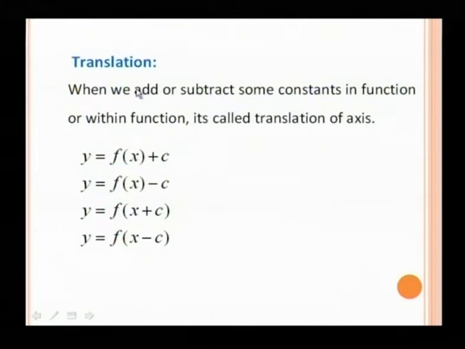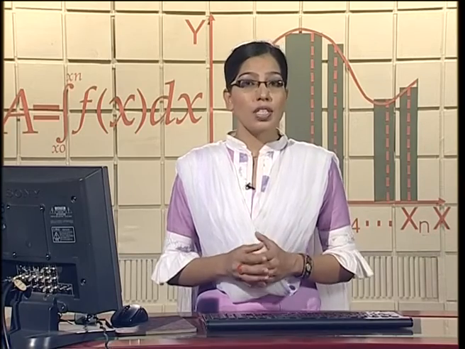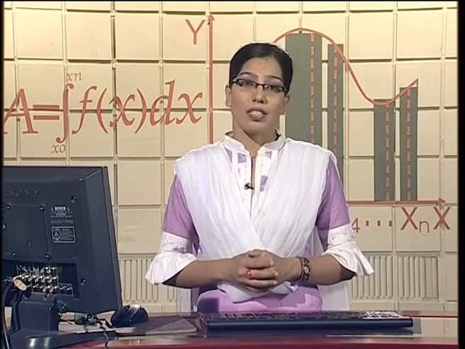Translation: when we add or subtract some constants in function or within a function, then it's called translation of x's. Some forms of translation can be y is equal to f of x plus c, y is equal to f of x minus c, y is equal to f of x plus c, y is equal to f of x minus c. Now after making the graphs of y is equal to f of x, which is considered as the simple function, we here can draw the graphs of closely related equations as well by translation.